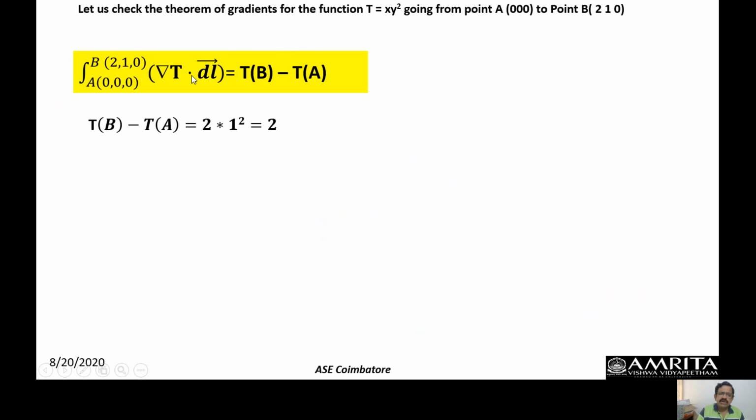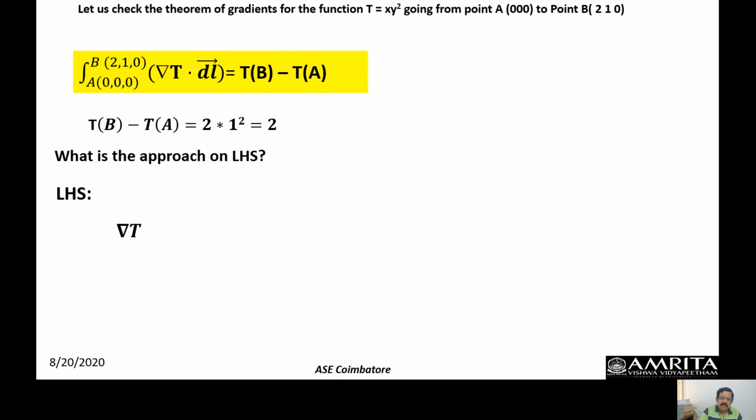Now the left hand side is what we have to worry about. To evaluate the right hand side we have the answer. To evaluate the left hand side, how am I going to do it? That is the question. I need to choose a path. I can directly go to this point. That is one option. Alternatively, I can move along the x direction to begin with and then move along the y direction to reach that point, from 0 to 2, 0 to 1.